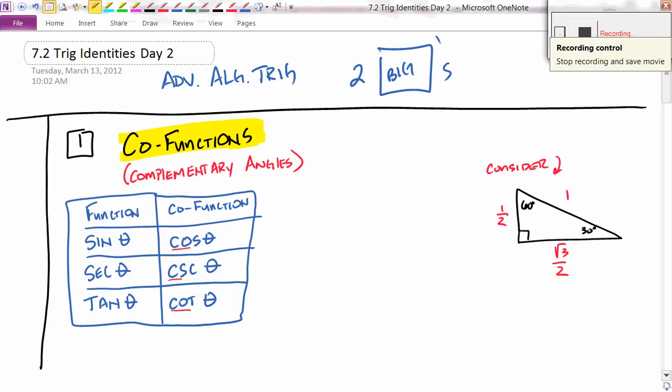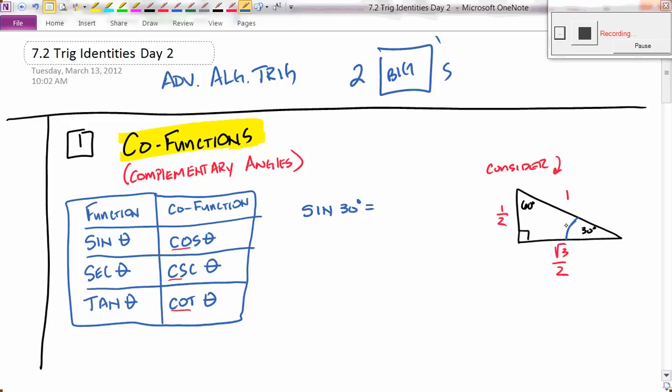Okay, this lesson's about cofunctions and simplifying trig identities. So first here on the right hand side, let's consider this little triangle that I have drawn for you. I have a 30, 60, 90 right triangle. And if I were to ask you, what would the sine of 30 degrees be based on the triangle?